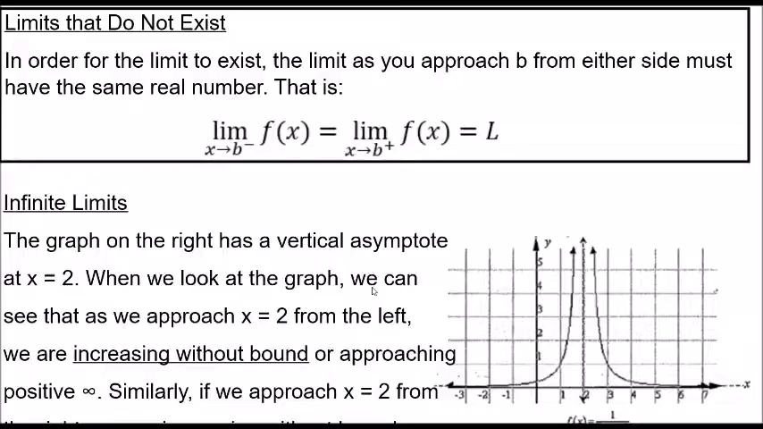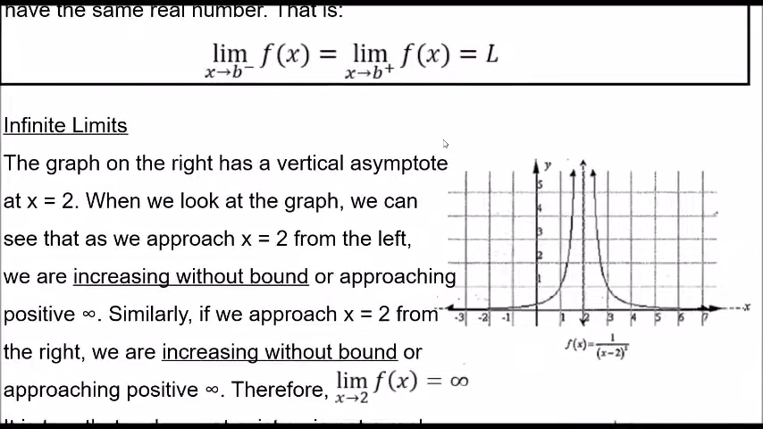So in order for the limit to exist, the limit as you approach b from either side must have the same real number. That is, as I approach from the negative and as I approach it from the positive, it has to equal the same number. So the example that we had above, where it approached positive 1 from the left and positive 3 from the right, would not have a limit that exists because those two numbers are not the same.